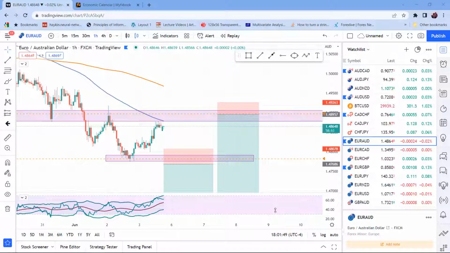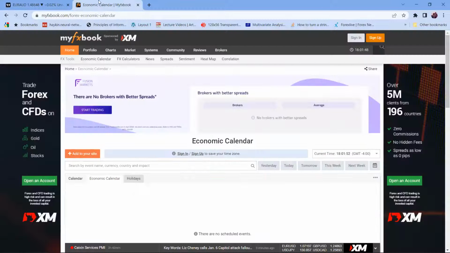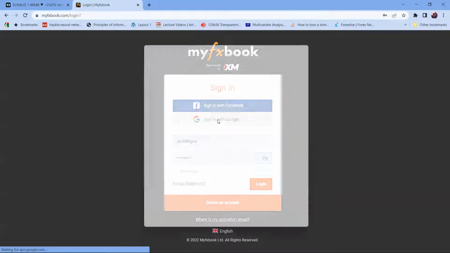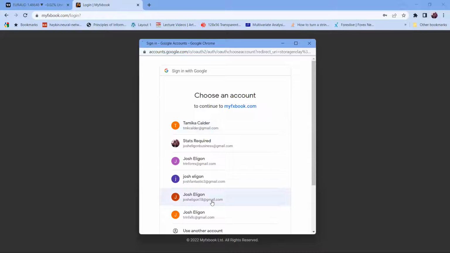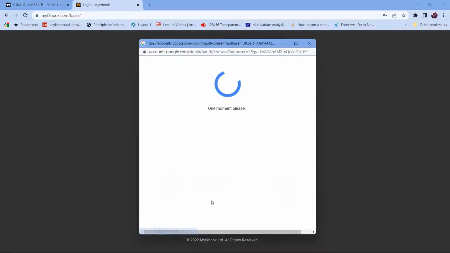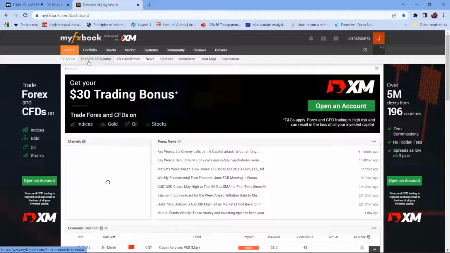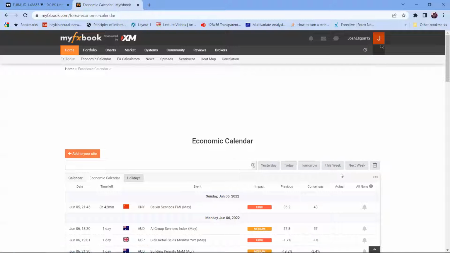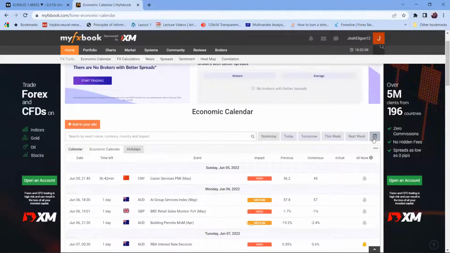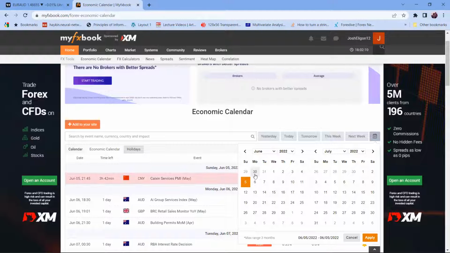So for this week, and as for last week, what we saw, let me just get to the calendar here. Sign in real quick. All right, so we just got the economic calendar. Let's just look at last week, from the 30th to the 3rd.